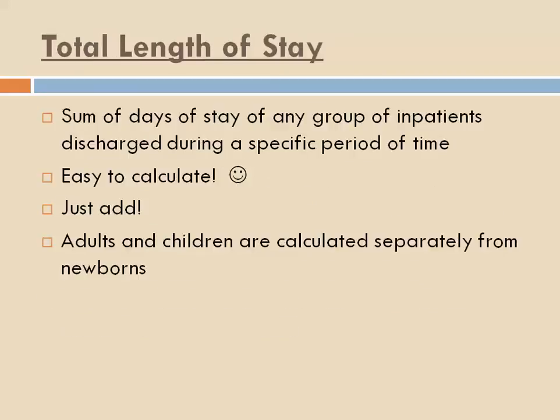Okay, now that we've covered how to look at length of stay for one patient, the next way we're going to look at it is total length of stay, which is a really easy one. It's just adding it up. It's the sum of days of stay for any group of patients discharged during a specific period of time. Like I said, it's easy to calculate. As long as you know the lengths of stay for each patient, you just add them up. And like so many of our statistics, adults and children are calculated separately from newborns.